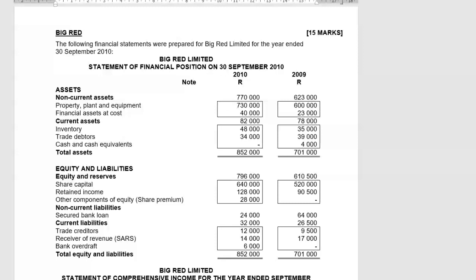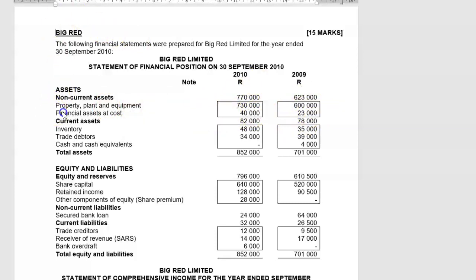Big Red, that is a simple exercise, but based on the indirect method, so that you can see how the indirect method is working for cash flow statements. They give us a statement of financial position as of 30 September 2010 Rand. Assets, non-current assets, property, plant and equipment, you can see quite a movement. Financial assets at cost, 40,000, 23,000.